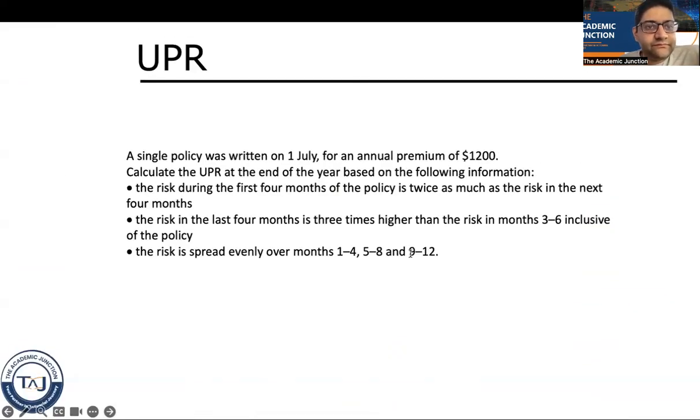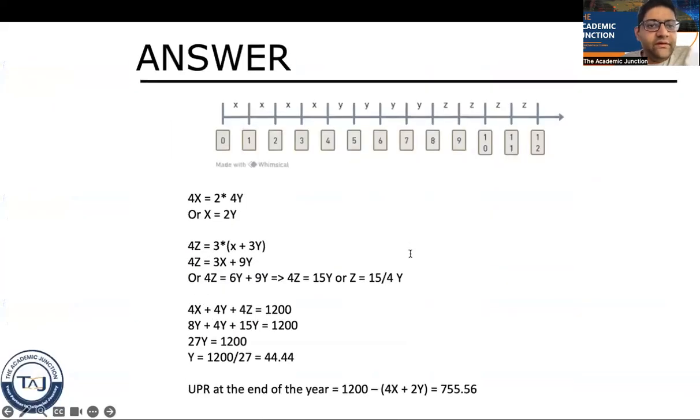Sure. So the risk in the last 4 months is 3 times higher than the risk in months 3 to 6 inclusive of the policy. 3, 4, 5, 6. Okay. So can we go back to your answer? So the risk in the last 4 months, which is 4Z, is 3 times higher than the risks in month 3 to 6 inclusive, which is months 3 to 4, 4 to 5, 5 to 6, and 6 to 7.